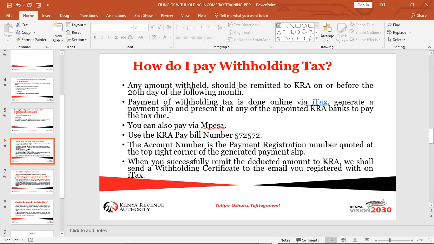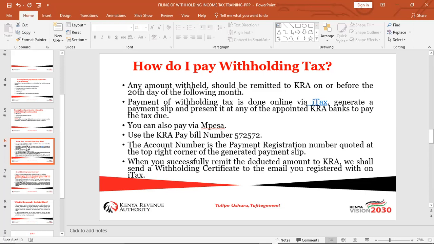I think for those of us who started the class together, you know how to generate the payment slip. You can also pay via M-Pesa, using the paybill 572. Another thing you should know, the account number is the payment registration number quoted at the top right corner of the generated payment slip. Those whom we started with, you can remember that one.